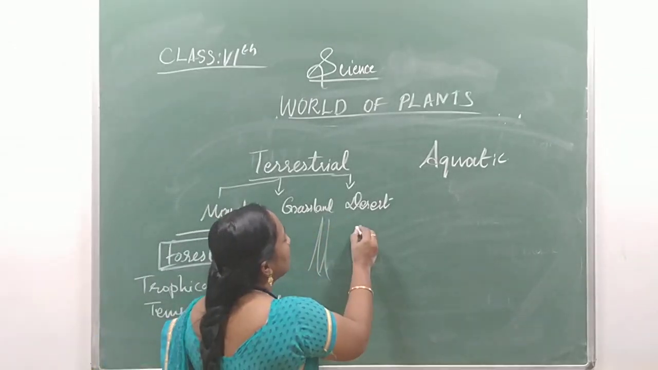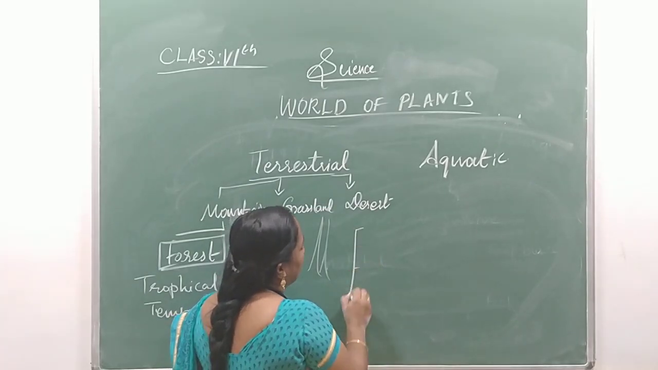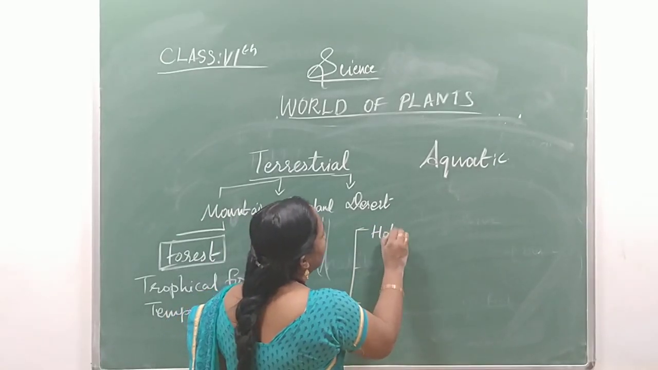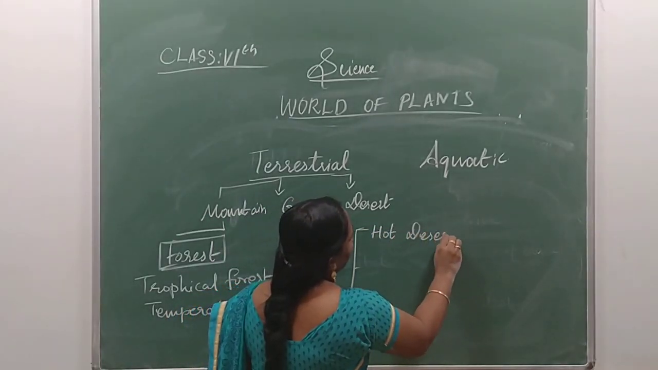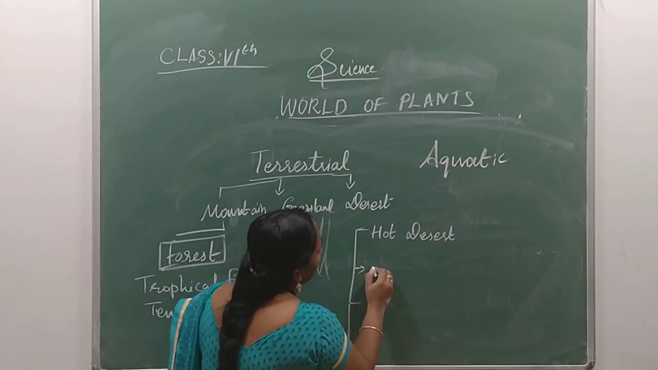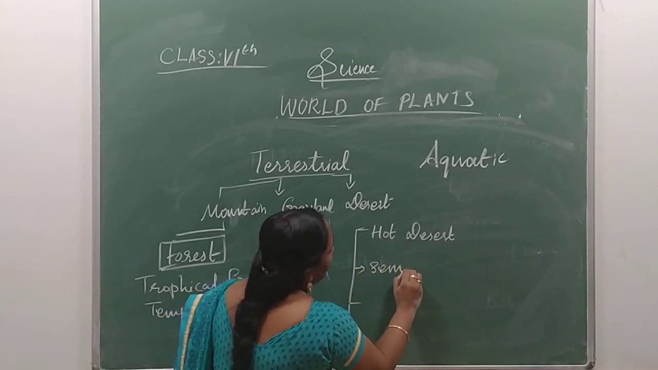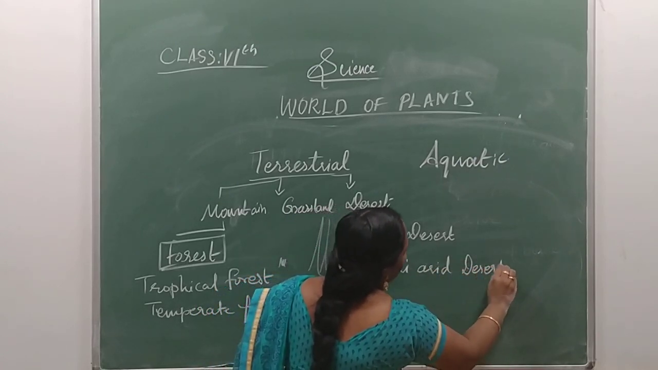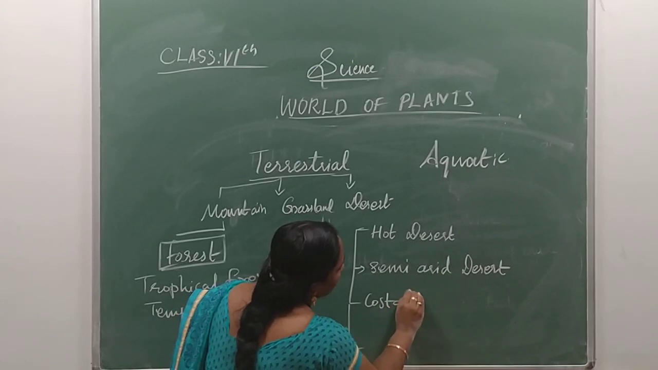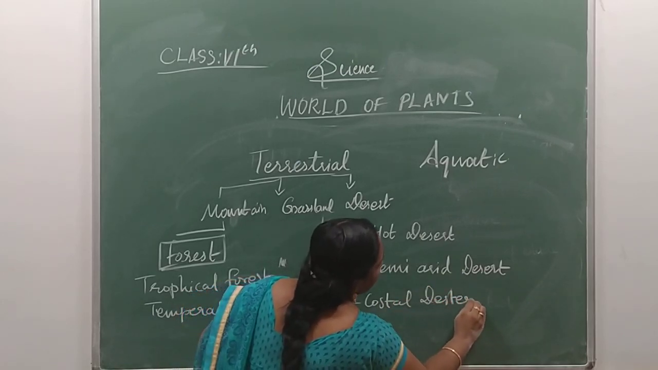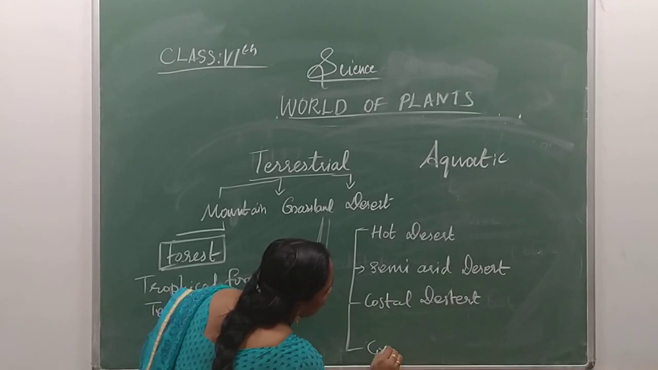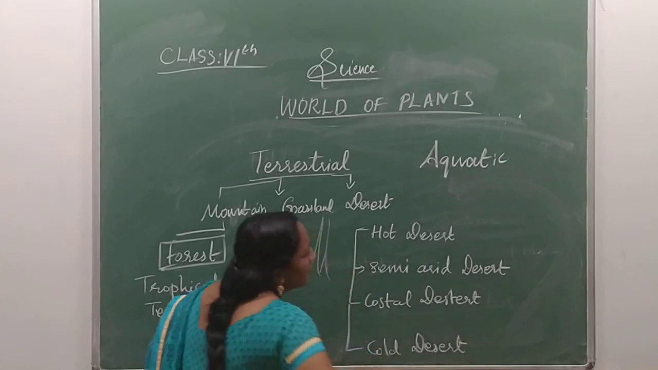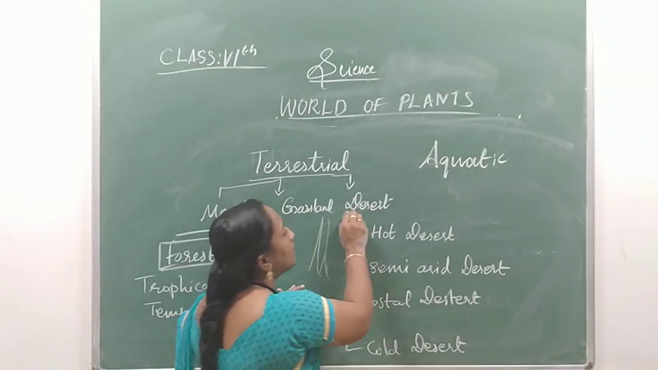And desert. If you see the desert, you can classify the desert into four types. One is hot desert, and second one is semi-arid desert, and coastal desert, and the last one is cool or cold desert. Children, you know what is desert?